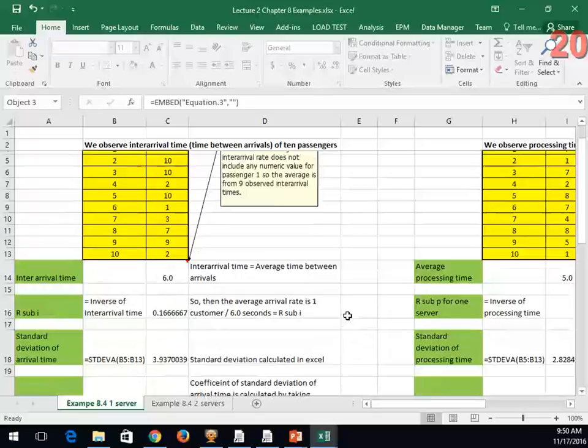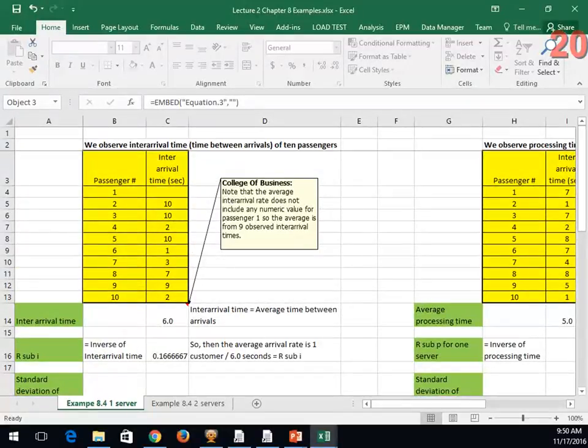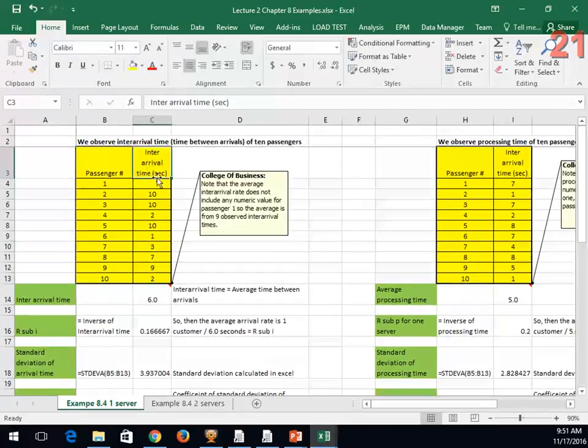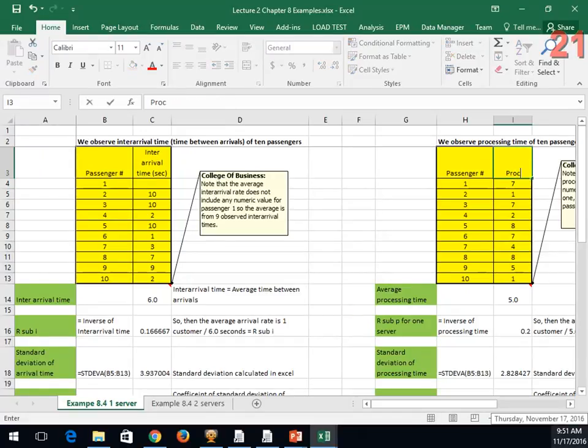So basically, we're given these inter-arrival times. This is example 8.4, okay? And in 8.4 it says that we observed the inter-arrival times of 10 passengers. So you can see I have my 10 passengers listed there, and then I've got their arrival times in seconds, okay? So if you notice, we're dealing with both of the 2 components of our variability, right? Here I've got the arrival time variability, and here I've got the processing time variability. Okay? Correcting that to processing time.